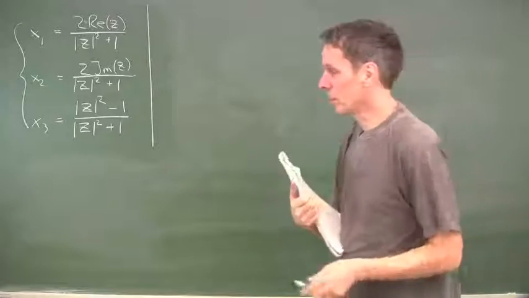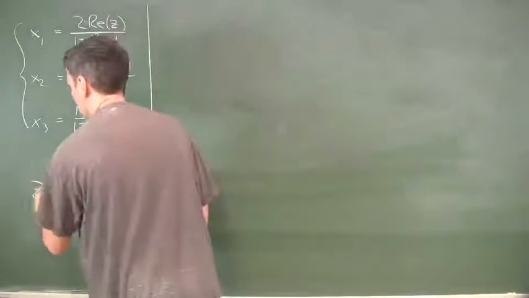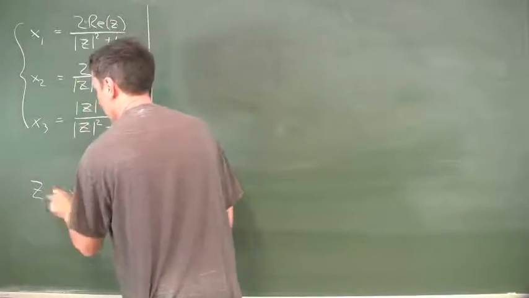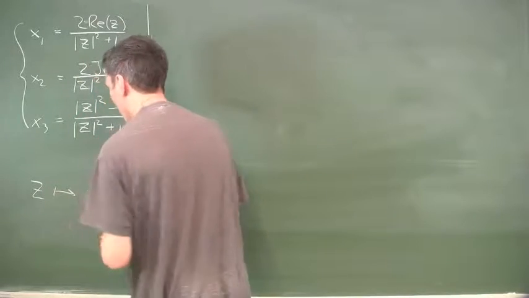Okay, so one way of seeing how natural it can be to consider maps on the Riemann sphere instead of in the complex plane is to consider the map which takes the complex number z to the number 1 over z.